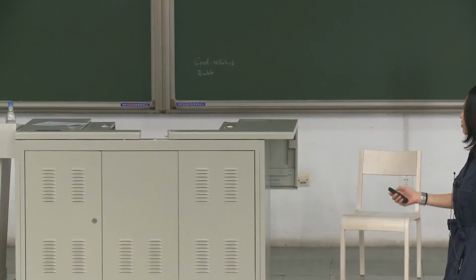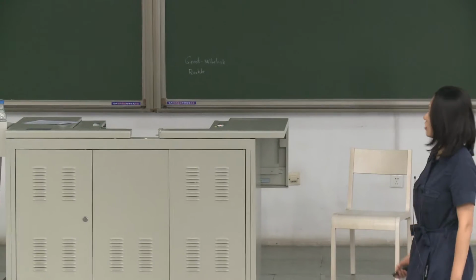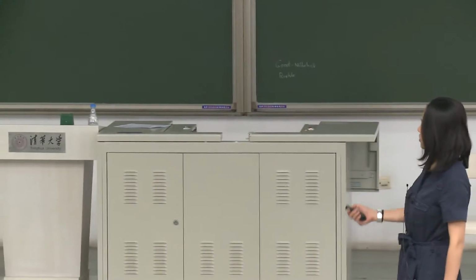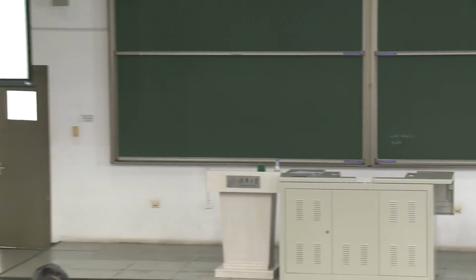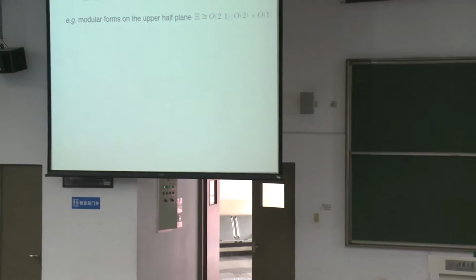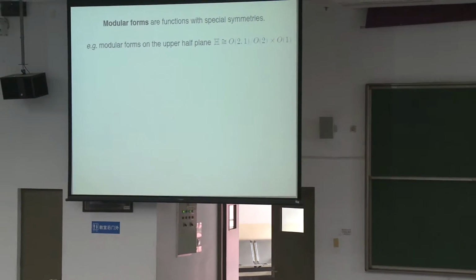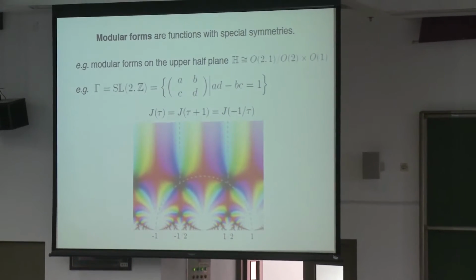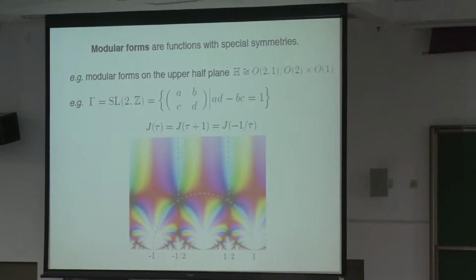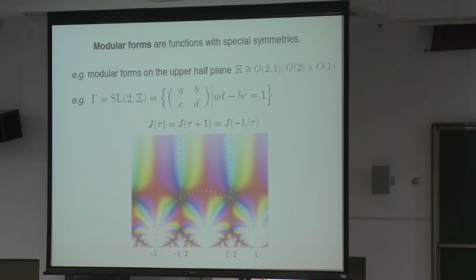So let's start with the introduction. Let's recall that modular forms are functions with special symmetries. For instance, we are familiar with modular forms defined on the upper half plane. And a familiar example of such a modular form is the so-called J function, which is invariant under SL(2,Z), as you can see from this picture.